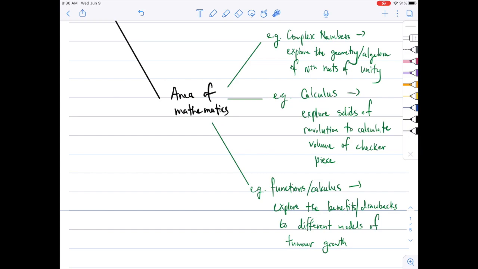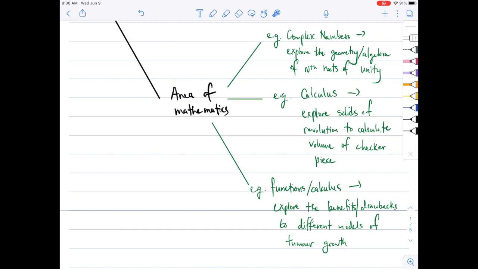I had a student two years ago who was interested in complex numbers, and he was interested in exploring the geometry and algebra of the nth roots of unity. Later on in the IA, he realized that the nth roots of unity wasn't as sophisticated as he would have liked, so he generalized the idea a little bit. But he just started with the notion that he enjoyed complex numbers. He felt he was good at them. So he started there, and then he created a topic from there.